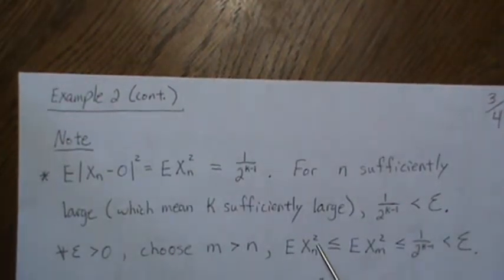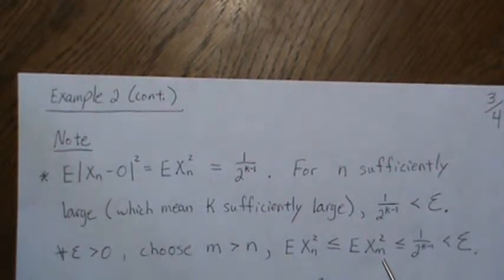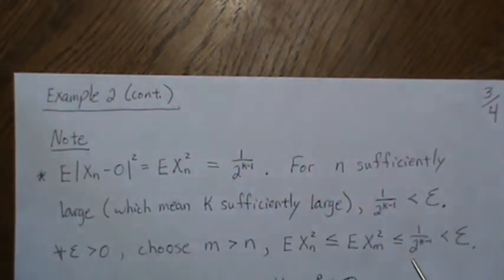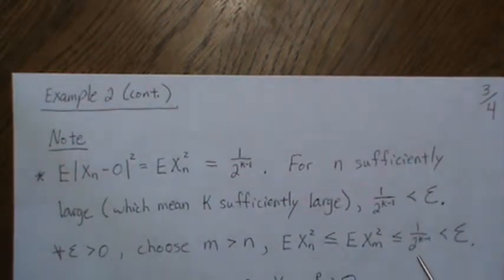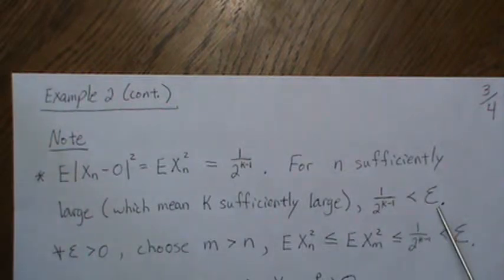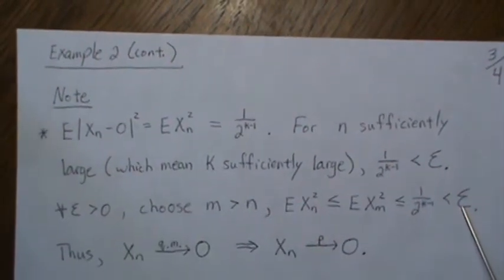So if x_n squared is less than or equal to x_m squared, which is less than or equal to 1 over 2 to the k minus 1, then this is less than epsilon, which we established.